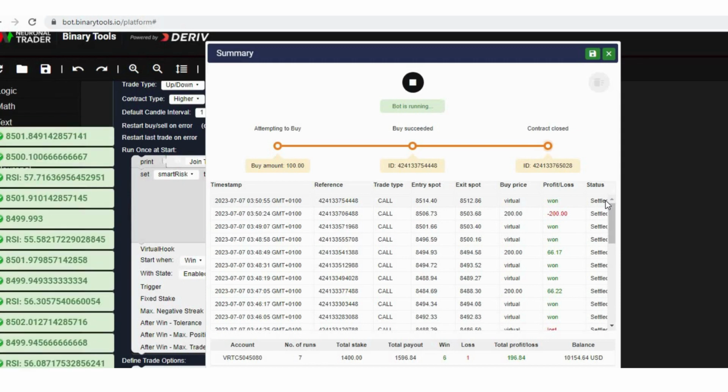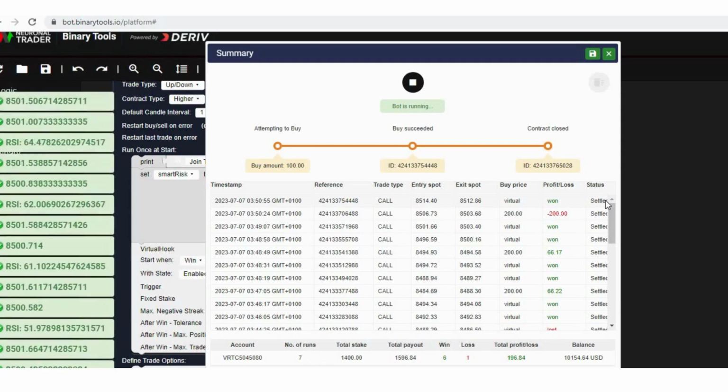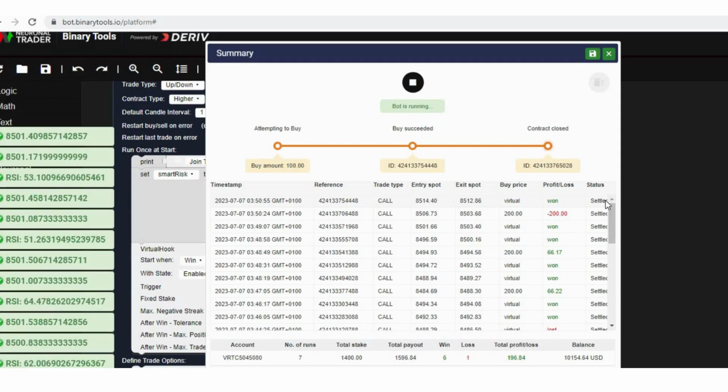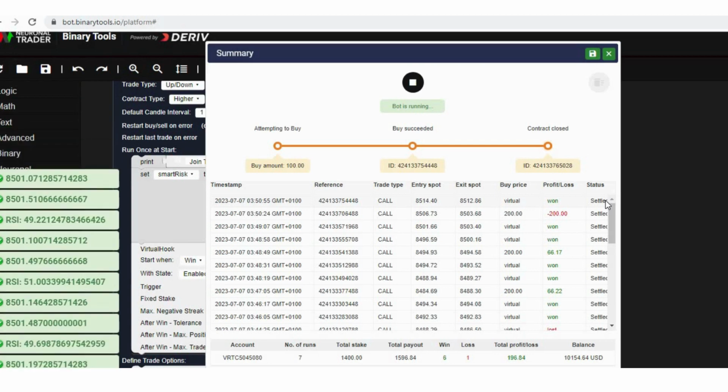Let's watch and see. Why risk? Don't risk more than you can afford to lose. Make sure you only risk as much as you can afford to lose.